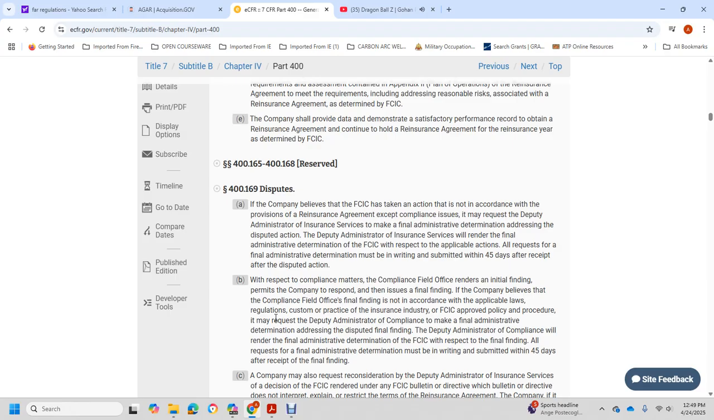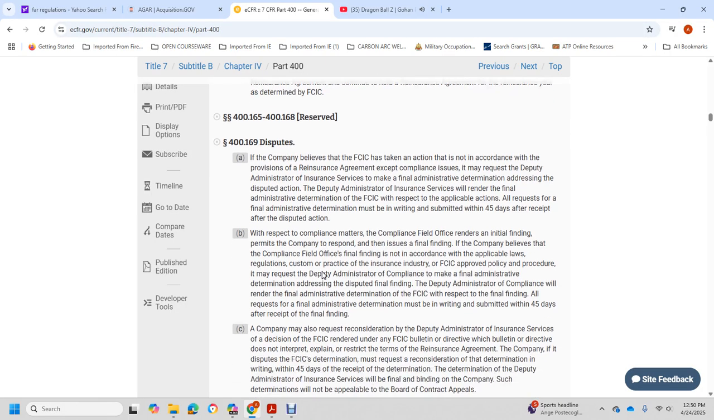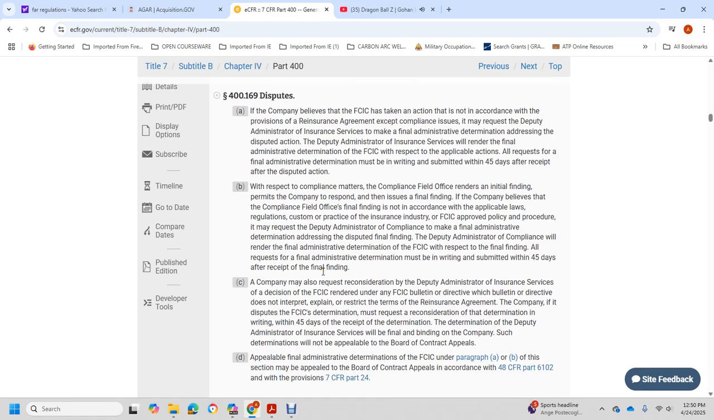With respect to a compliance matter, the compliance field officer will render the initial finding, which permits the company to respond with the issue for the final finding. If the company believes the compliance field officer's final finding is not in accordance with the applicable law, regulation, or custom practice of the insurer, it may request the Deputy Administrator for Compliance to make a final administrative determination addressing the disputed final finding. All of these requests for the final administrative determination must be in writing, submitted within 45 days after the receipt of the final finding.